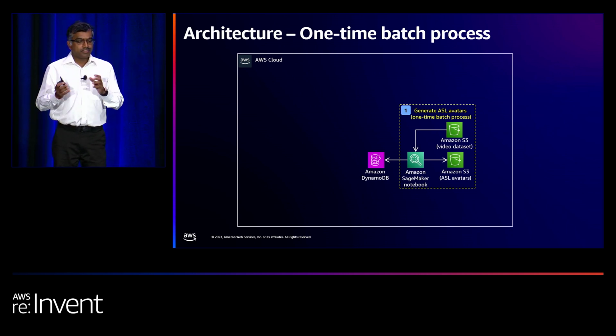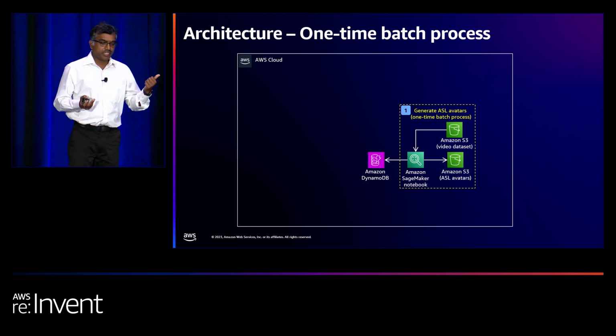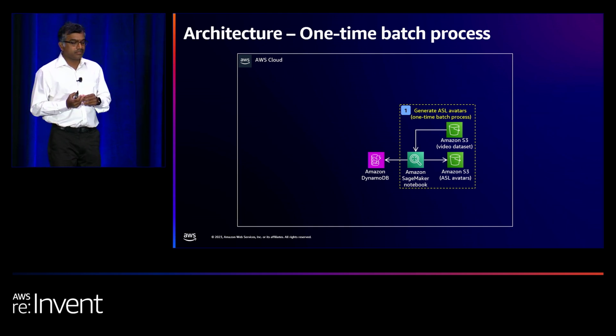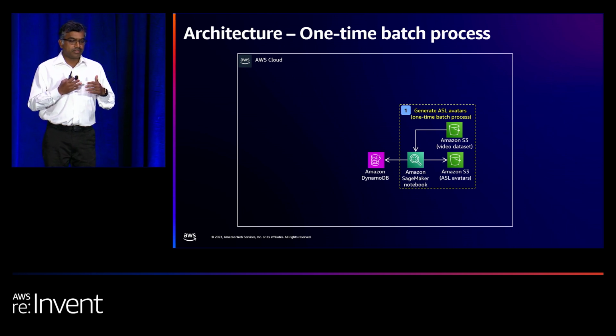Then it processes that file, segments that video file, and creates multiple video files, one file for one sign. And then it stores that in the S3 bucket and stores the corresponding S3 key in the DynamoDB along with the gloss. And once that first step is done, the second step is avatar generation.